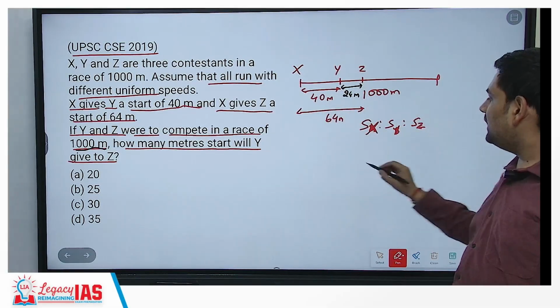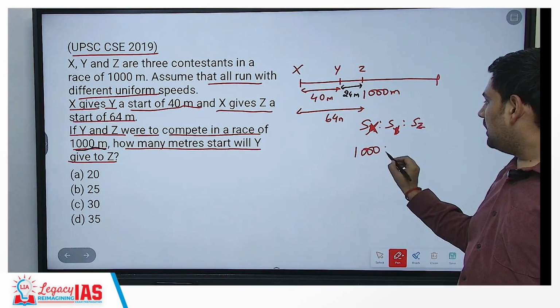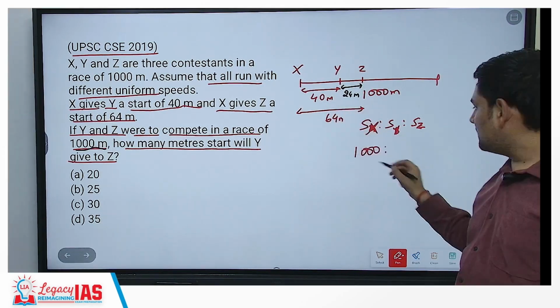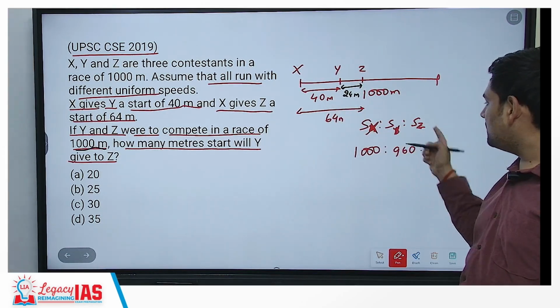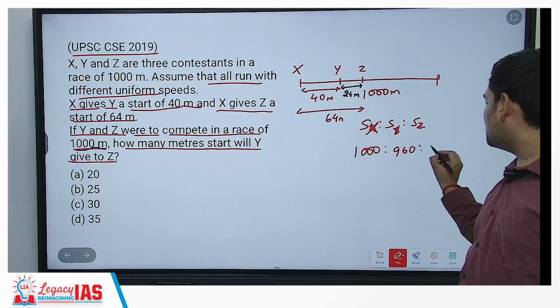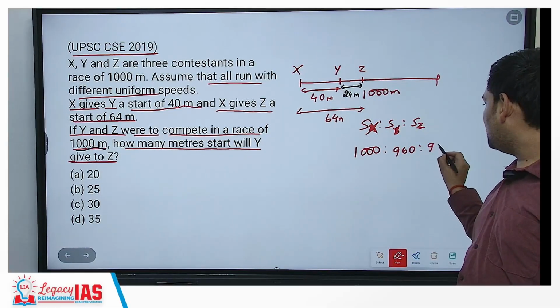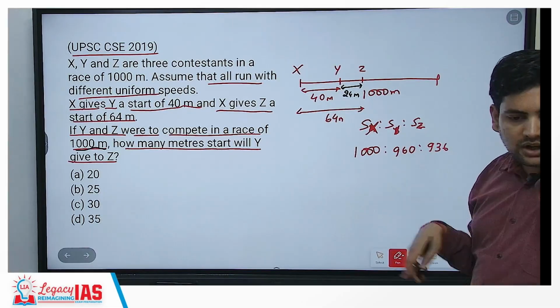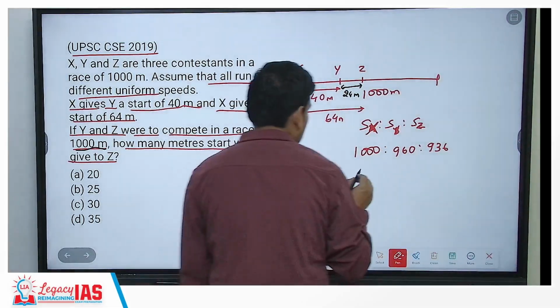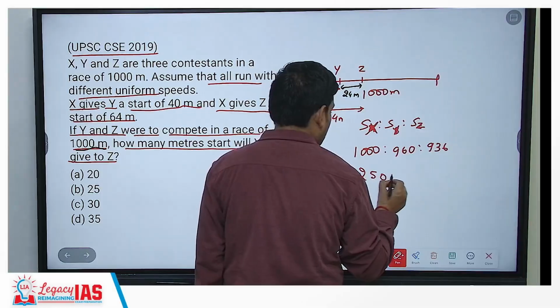X covers the entire 1000 meters. Now, Y covers how much distance? 40 meters less, that means 960 meters. Z covers 64 meters less, that means 936 meters. Now you can divide all of them by 4. So what you get? You get 250.